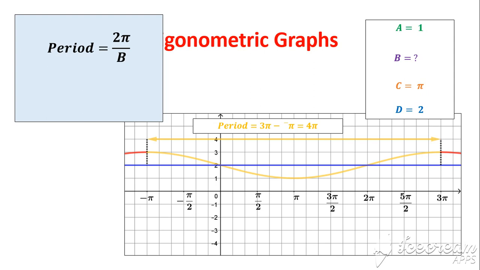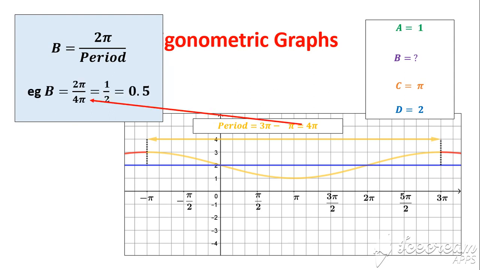Period is equal to 2 pi over b. We're going to swap the b and the period over, so b is equal to 2 pi divided by the period. The period we've just worked out is 4 pi, and the pi's cancel, leaving us a value of b equal to 1/2 or 0.5.